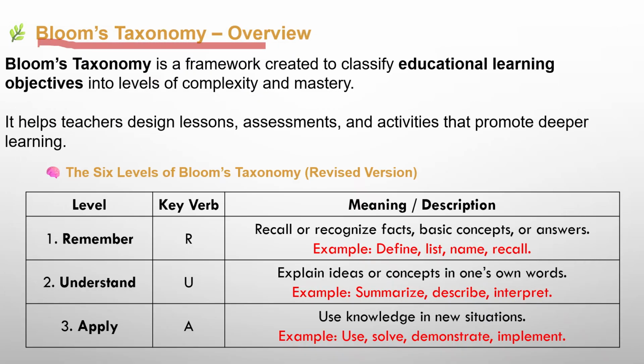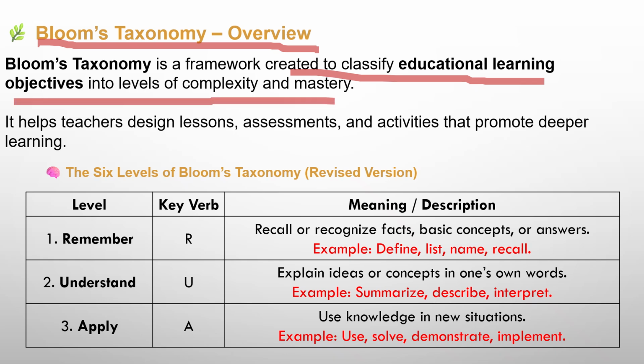So what is the Bloom taxonomy overview? This Bloom taxonomy is a framework created to classify educational learning objectives into levels of complexity and mastery. It helps the teacher to design lessons, assessments and activities that promote deeper learning. Out of the 6 levels, as we discussed, we have to go with the first 3 levels in the first year. So we will discuss only these 3 keywords, that is remember, understand and apply.